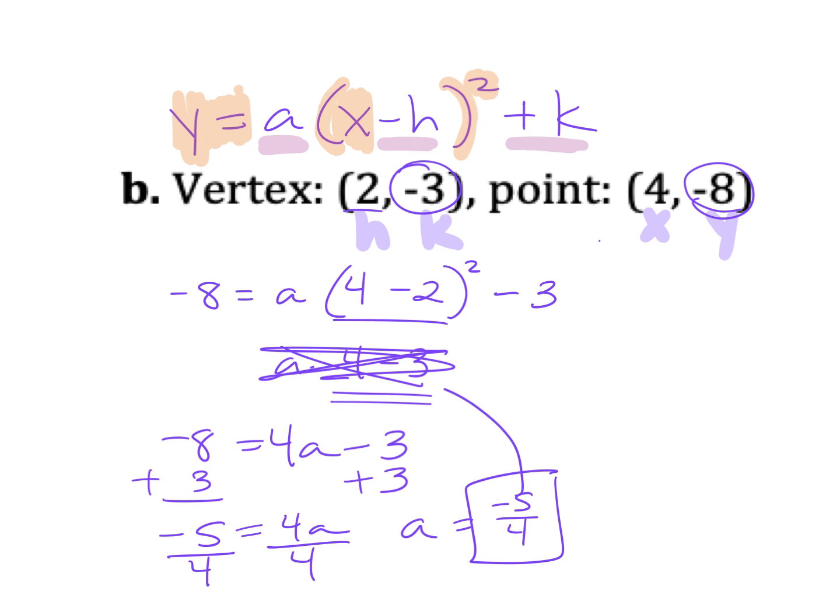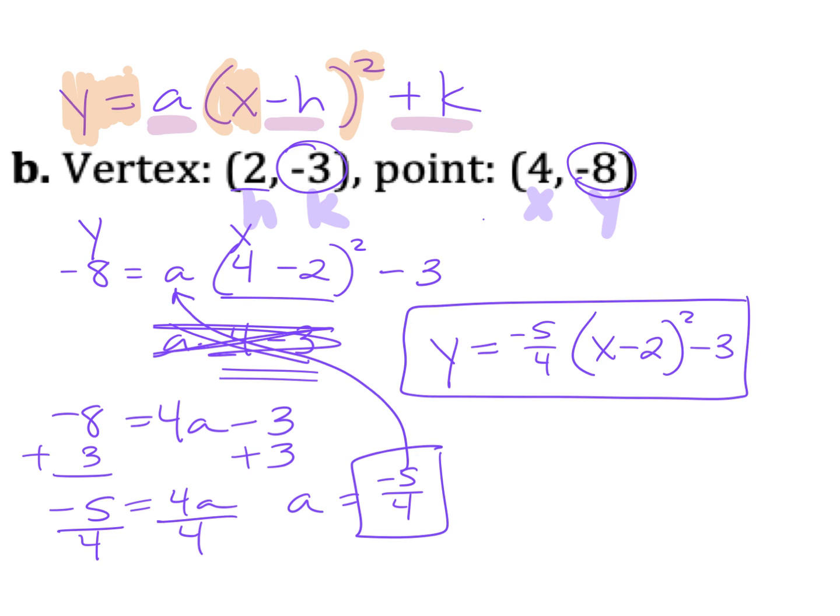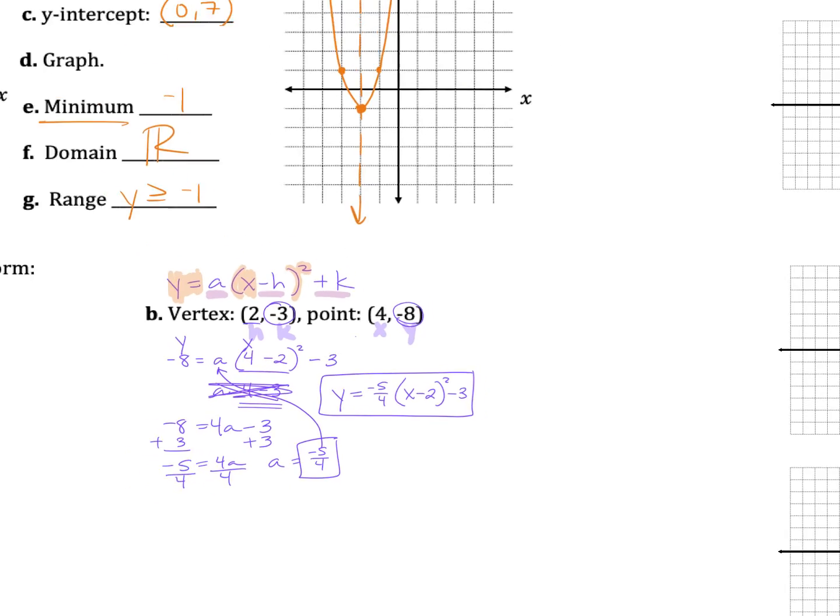Okay, so we're going to bring that up here, but then we want to drop the Y and the X back in. So y equals negative 5/4 times x minus 2 squared minus 3. Is that what you got? Hopefully? Okay.